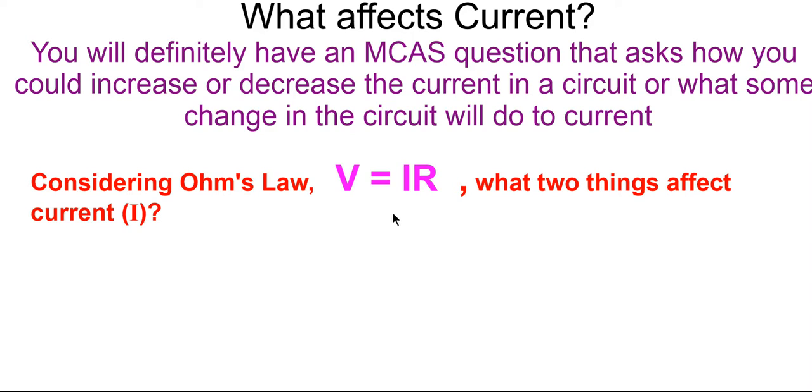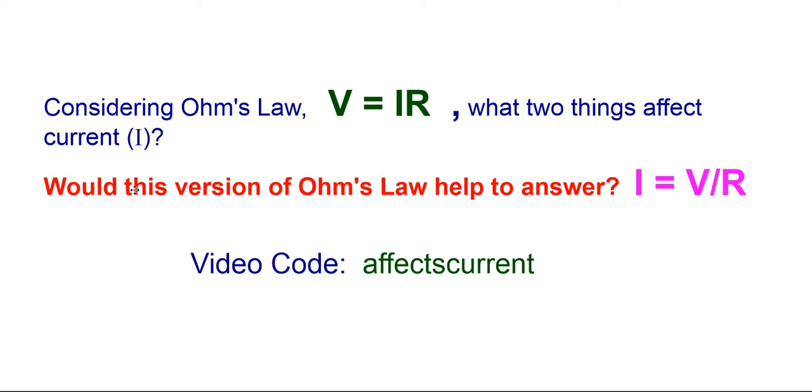Let's look at Ohm's law. V equals IR. What two things affect current? There's current right there. What other two things are in the formula? That and that. Let's make it a little easier on ourselves. Let's look at this version of the formula. Remember, we can change it to that version, and then ask that same question. What two things affect current? Now there's current. What two things can cause current to change?